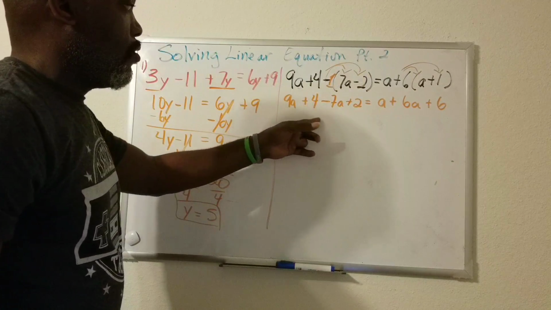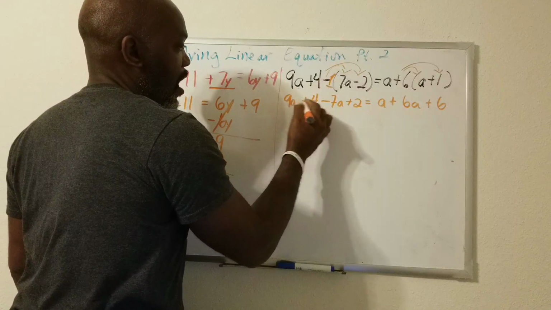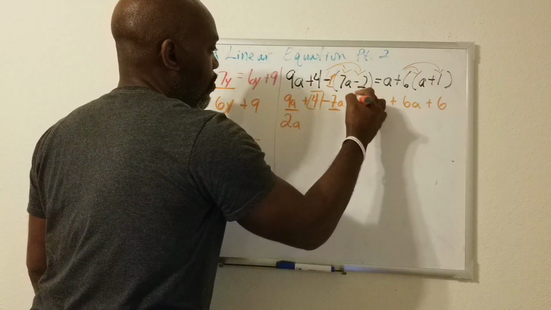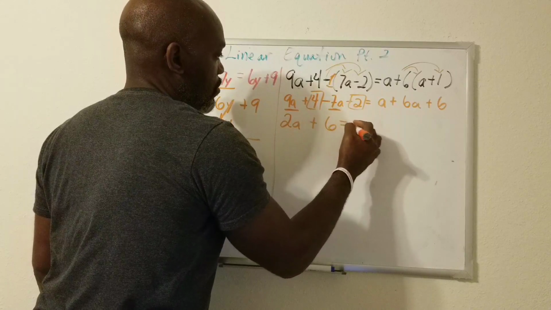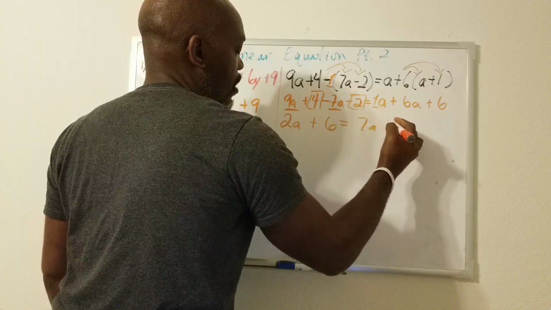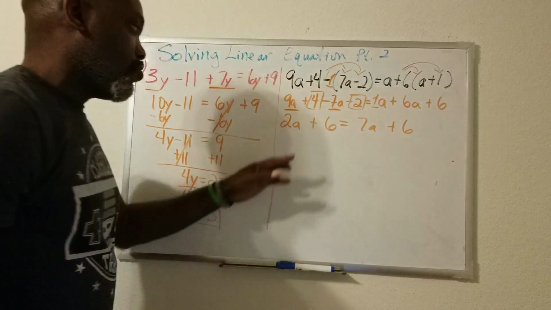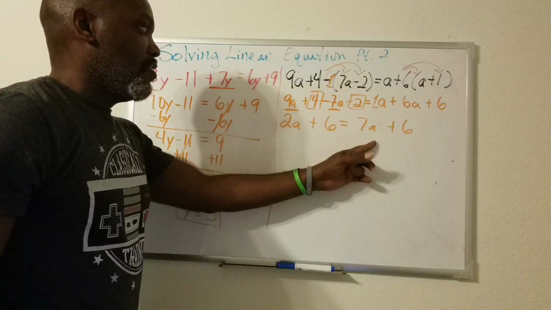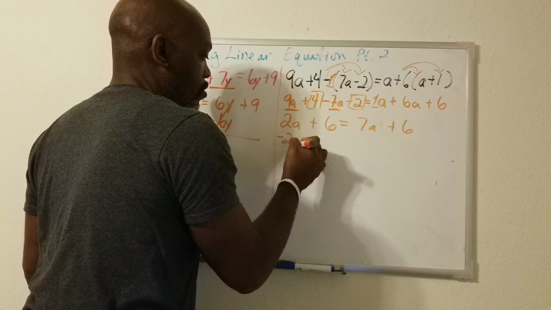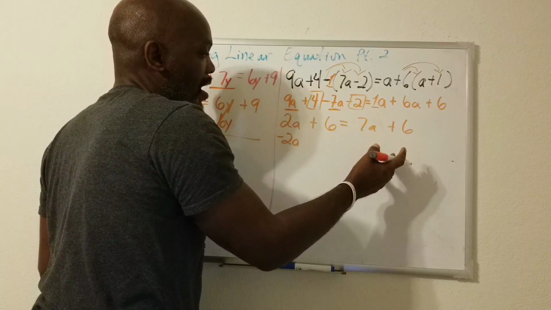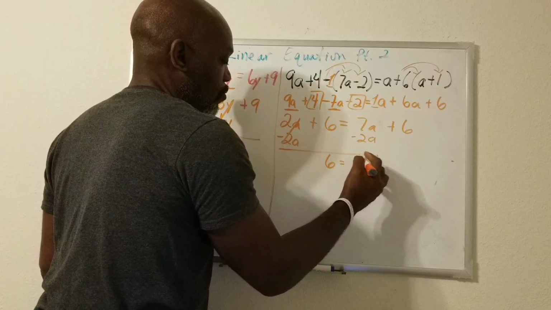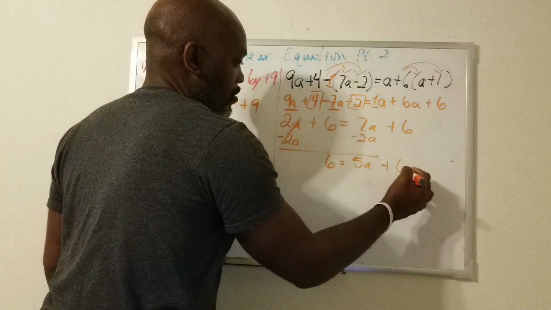All right. So what we're going to do now is combine like terms. 9a minus 7a. That's 2a, right? 2a. And then 4 plus 2 is 6, if you don't remember that. And then we combine like terms here. This is 1a plus 6a, 7a plus 6. Now remember, as I told you before, I want to get the a's on the same side. And I want to make sure that the variables are positive. So I'm going to start over here because I can subtract 2a from 7a to make it a positive variable, right? So that cancels out. I'm left with 6 equals 5a plus 6.